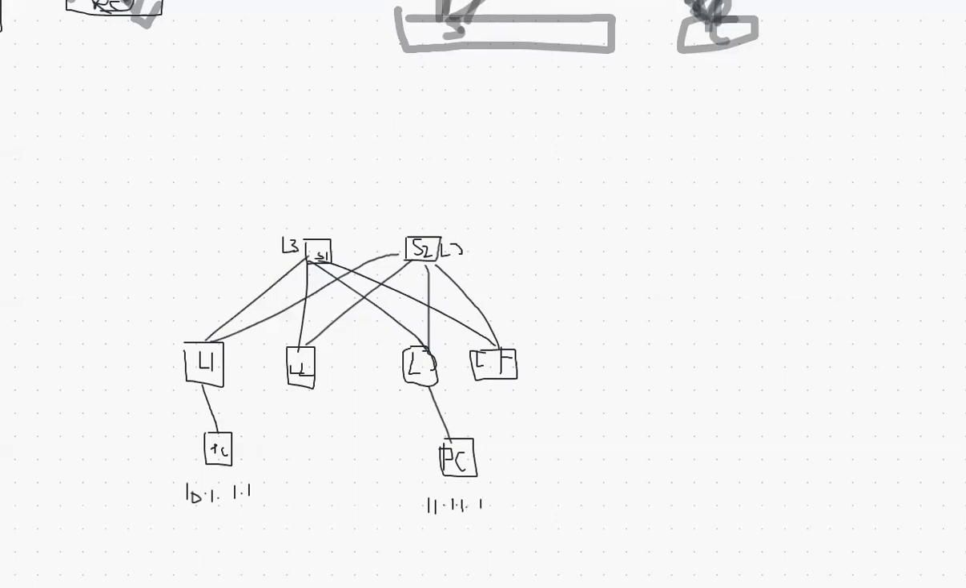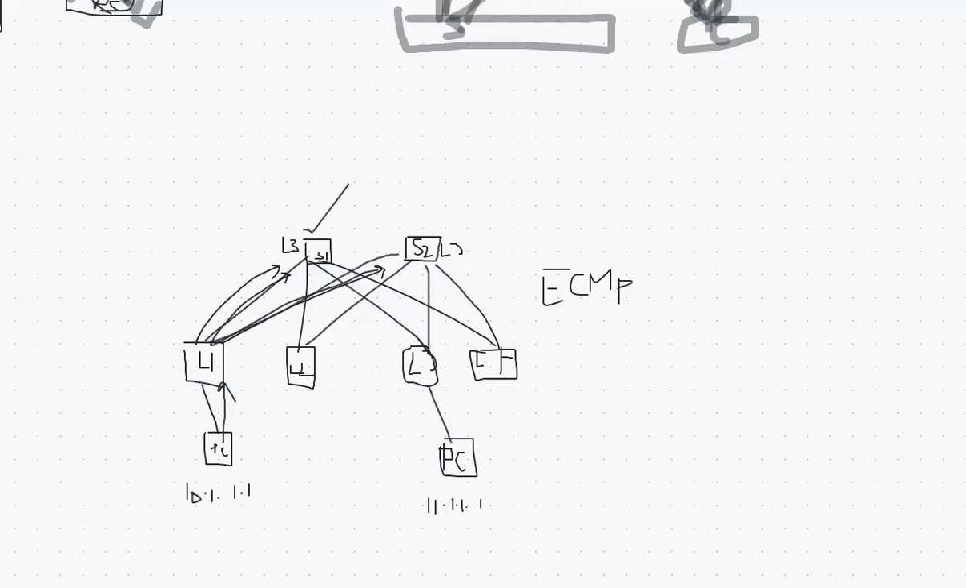So if this PC wants to talk to this PC, it goes to leaf 1. Now it has 4 paths. It can choose spine 1 or spine 2. This is called equal cost multipath, ECMP, because there are multiple paths to the destination. So either I can choose the spine 1 path or the spine 2 path.